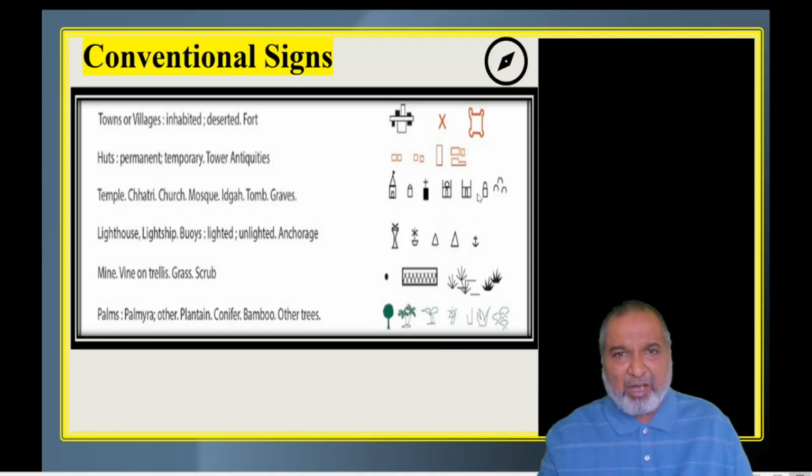Dargah is not required. Tomb is required, or tomb is also normally not required. Graveyard is required. Graveyard, masjid, church, and the temple. At least the FY BSc geology students or geography students should know that these are the things.